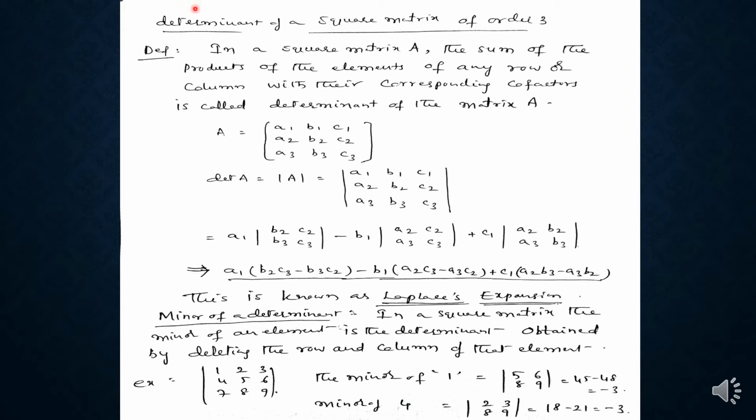So what is the determinant of a square matrix of order 3? In a square matrix A, the sum of the products of the elements of any row or column with their corresponding cofactors gives the determinant of the matrix A.